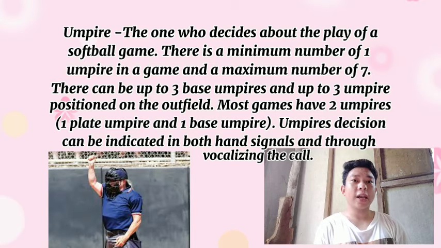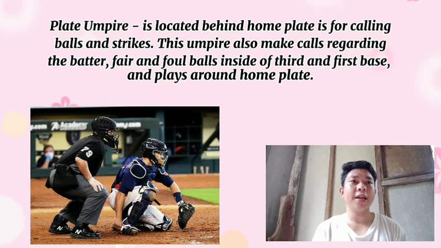Umpire's decisions can be indicated both by hand signals and through vocalizing the call. Plate umpire, located behind home plate, is for calling balls and strikes. This umpire also makes calls regarding the batter, fair and foul balls inside of third and first base, and plays around home plate.